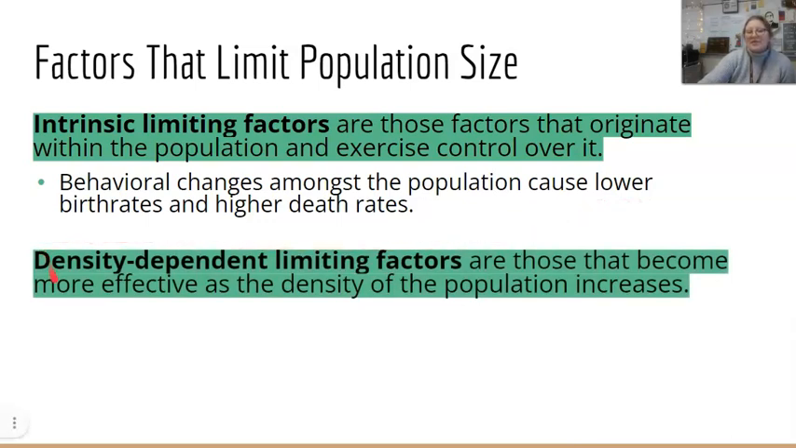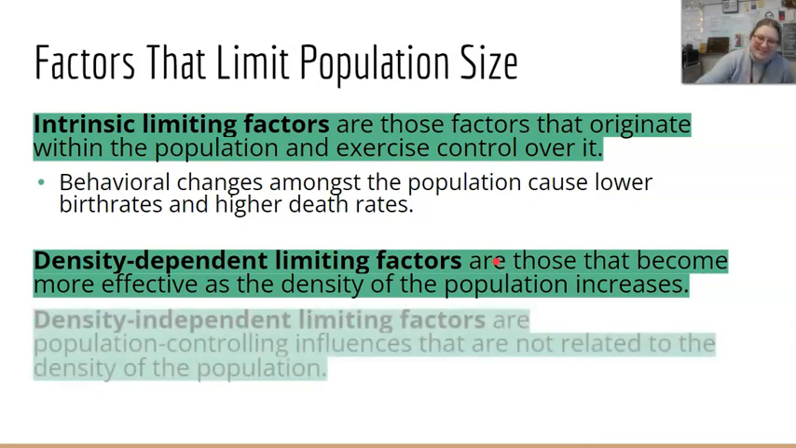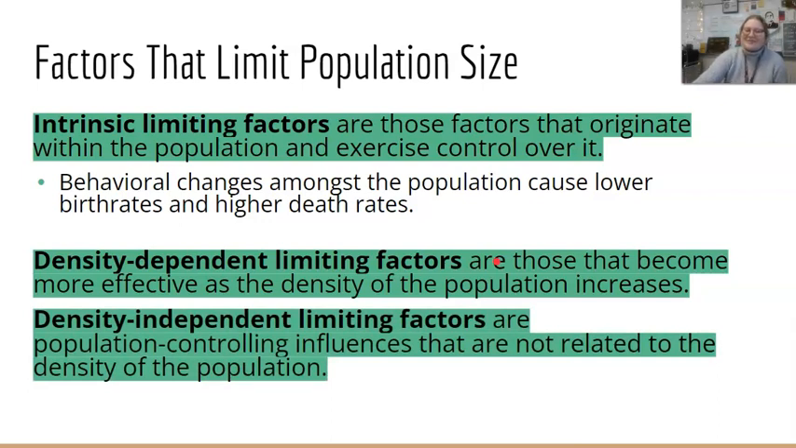And then there are also density-dependent limiting factors. These are ones that become more effective as the density of the population increases. This doesn't necessarily mean as the population grows, although that can definitely cause it. It just means that if the population is more dense, they live a lot closer together, it's going to impact them more. If it's not density dependent, then it will be density independent. These are population controlling influences that are not related to the density of the population, and we will go over examples of these.